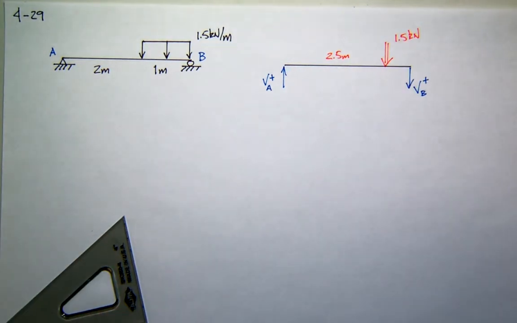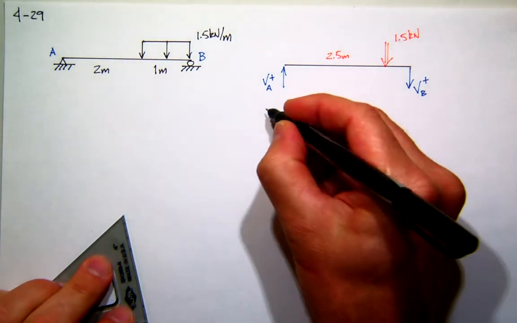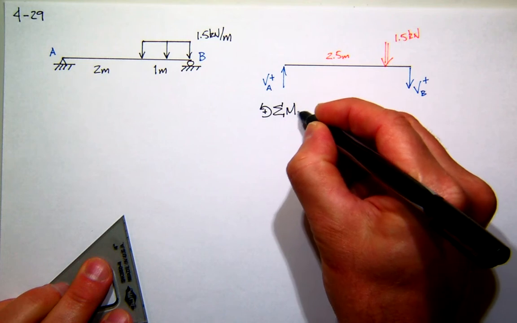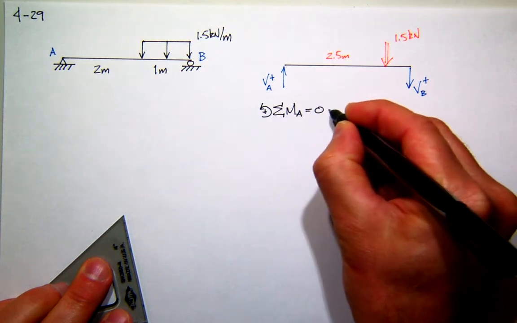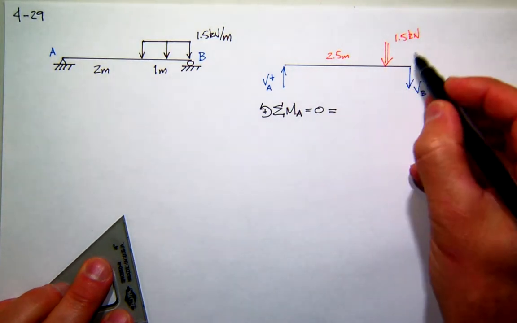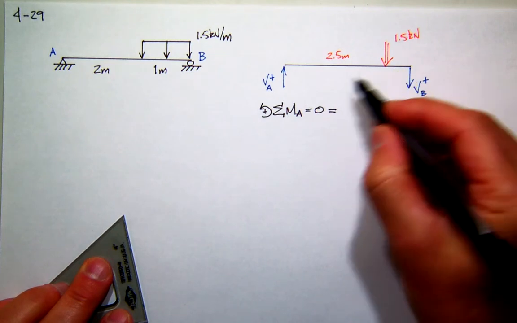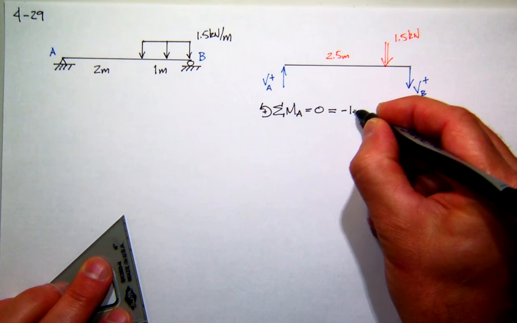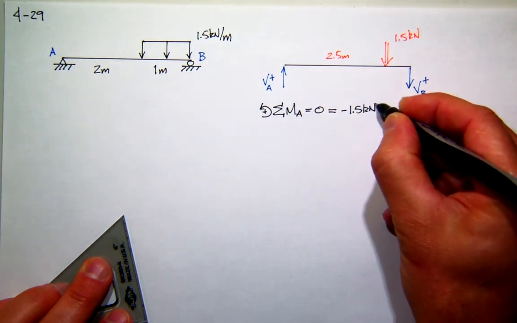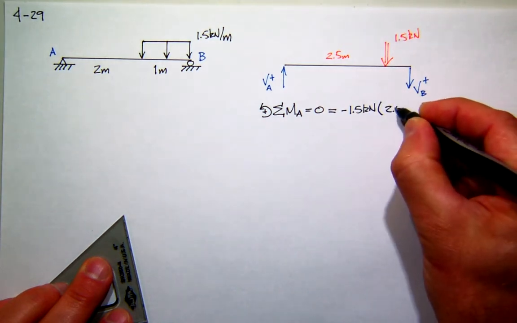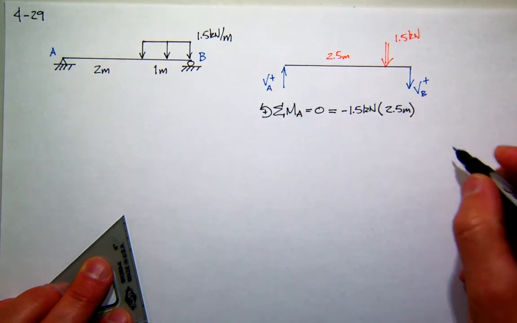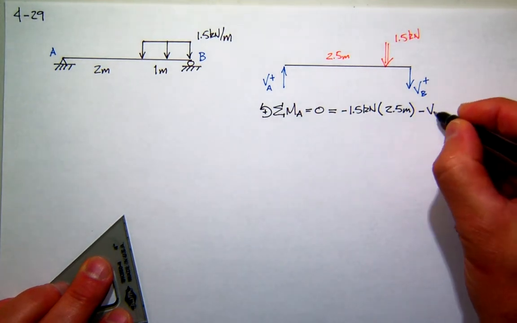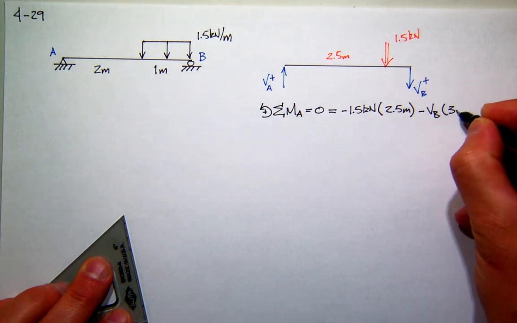So with that, this should be pretty easy to find the reactions. With this setup, I'll first sum moments about point A, set it equal to 0. So this concentrated equivalent force creates what kind of moment about A? Positive or negative? Negative. So I've got 1.5 kilonewtons times its moment arm of 2.5 meters. And then the positive shear at B also creates negative moment, and it has a moment arm of 3 meters.